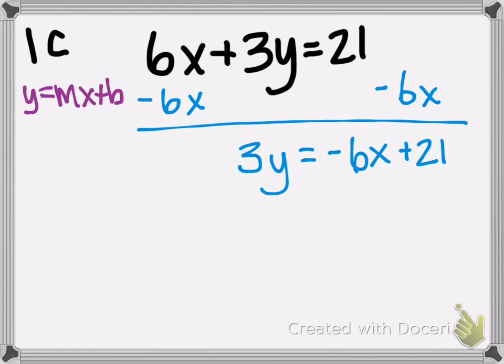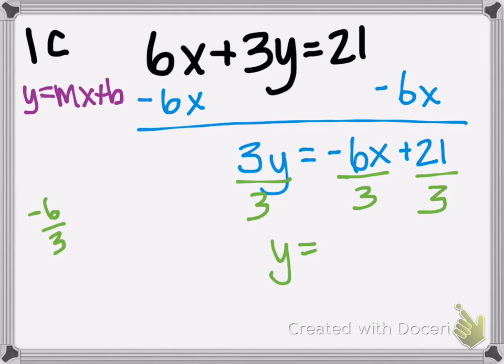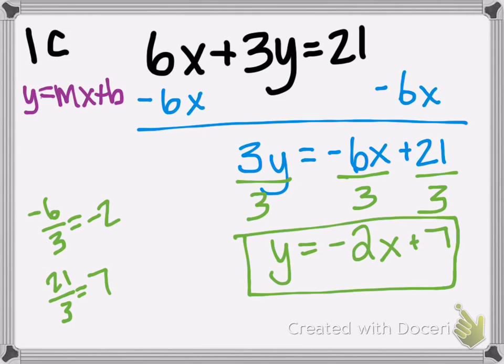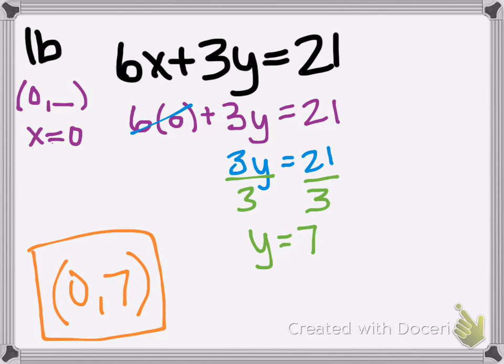Then you want to isolate the y. So you have to divide by 3 on all of the terms. And you get y equals negative 6 divided by 3 equals negative 2. So you get negative 2x, and 21 divided by 3 equals 7, plus 7. And this is your answer. And it should make sense because the b represents your y-intercept. Okay? And the y-intercept here is 7, which matches what we said over here, that the y-intercept was 7. So make sure that they all agree with each other.